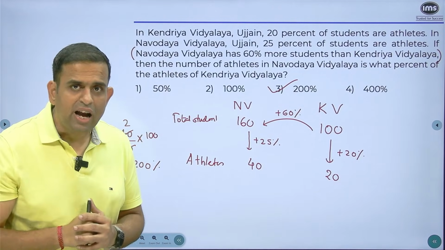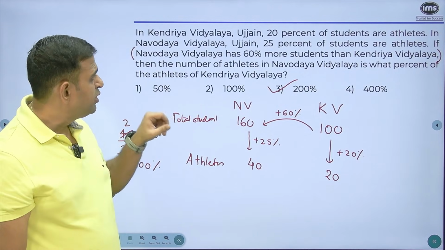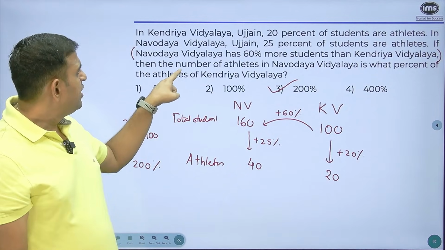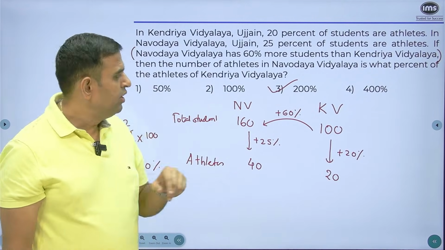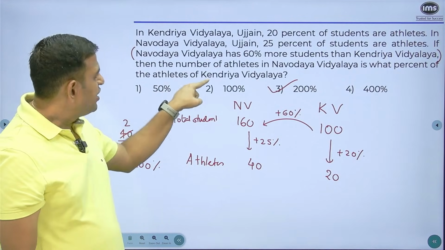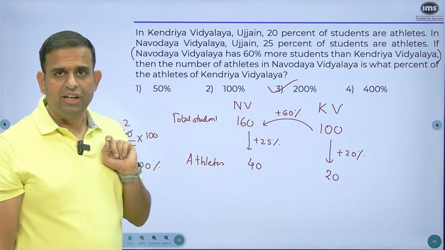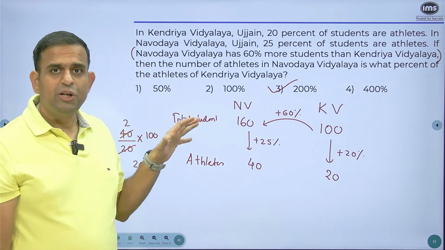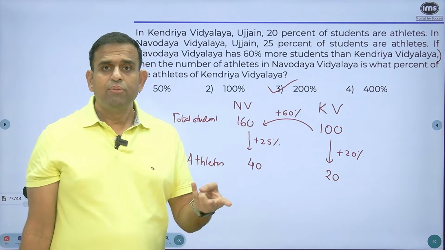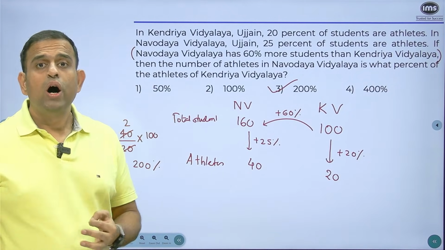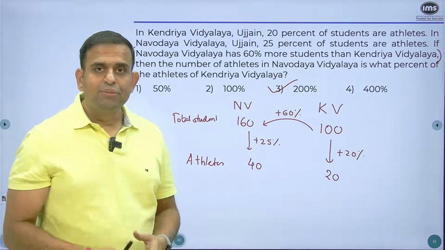Please don't make the casual mistake of marking option number 2. If the question was, the number of athletes in Navodaya Vidyalaya is what percentage more than the number of athletes of KV, then the answer becomes 100%. But for the given question, I just need to answer that 40 is what percentage of 20. Since it is double, the required answer has to be 200%. It is option number 3 over here.